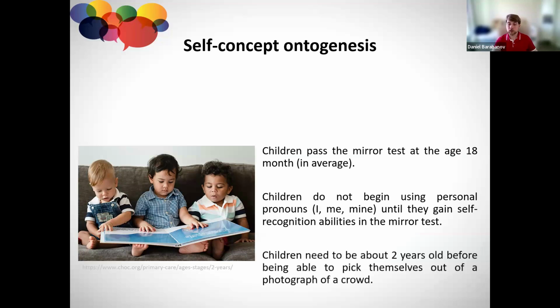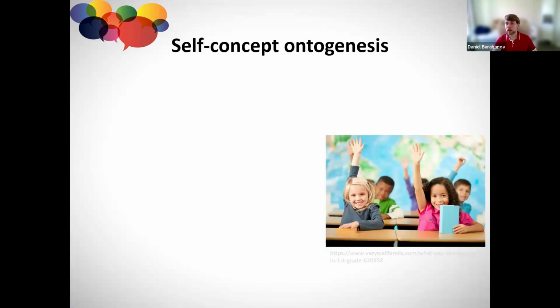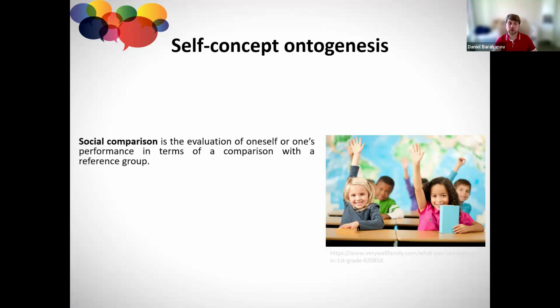Children need to be about 2 years old before they start to recognize themselves in photos and pictures. So if you show a picture with other people and ask your child, for example, to find themselves, usually children are able to complete this task only after they hit 2 years old. And again, this is on average, because there are some individual differences: some children do it a bit faster, some a bit later.